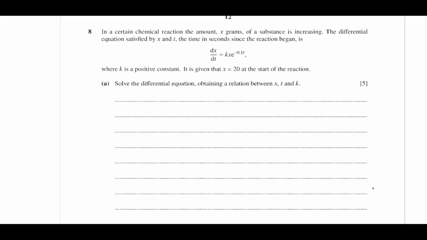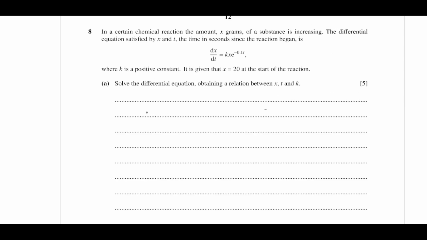Okay, so problem number 8: in a certain chemical reaction, the amount x grams of the substance is increasing. The differential equation satisfied by x and t, the time in seconds since the reaction began, is dx by dt, which is given, where k is a positive constant. It is given that x equals 20 at the start of the reaction. Solve the equation and obtain the relation between x, t and k.